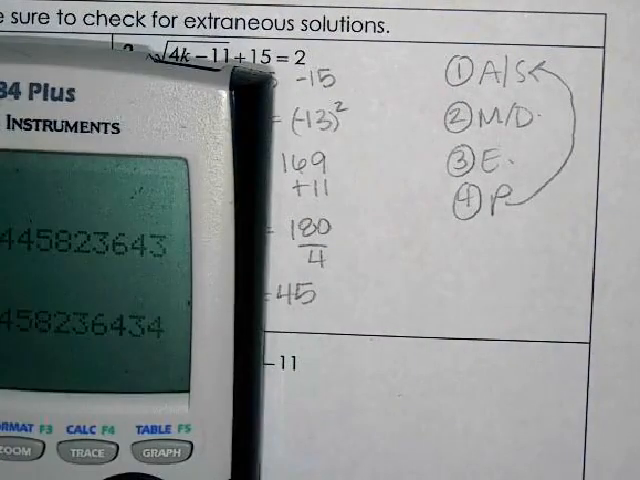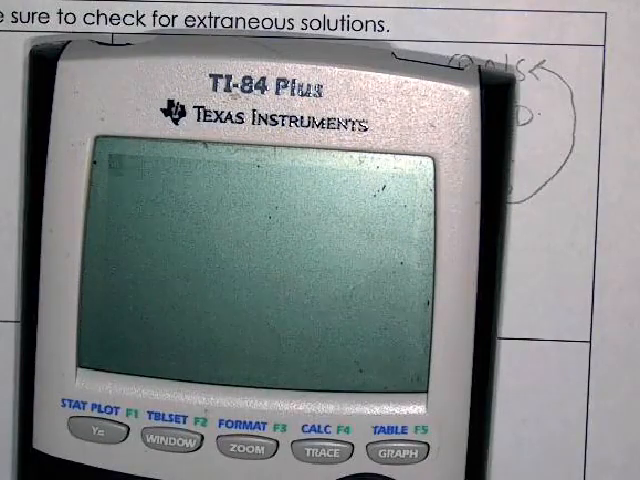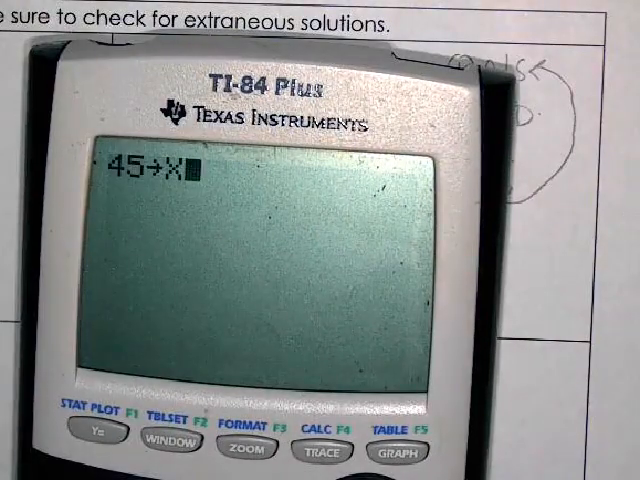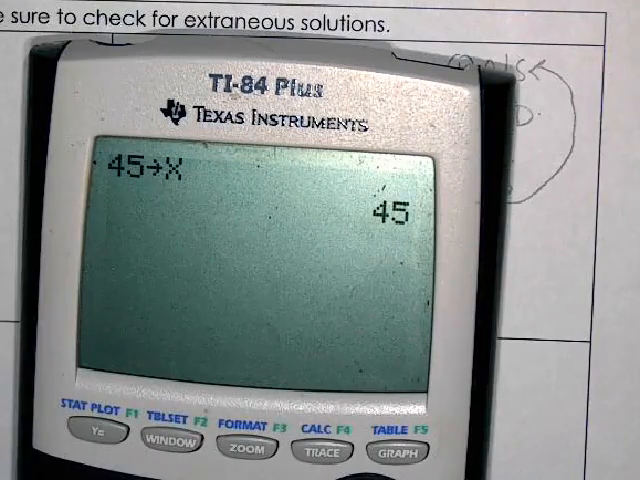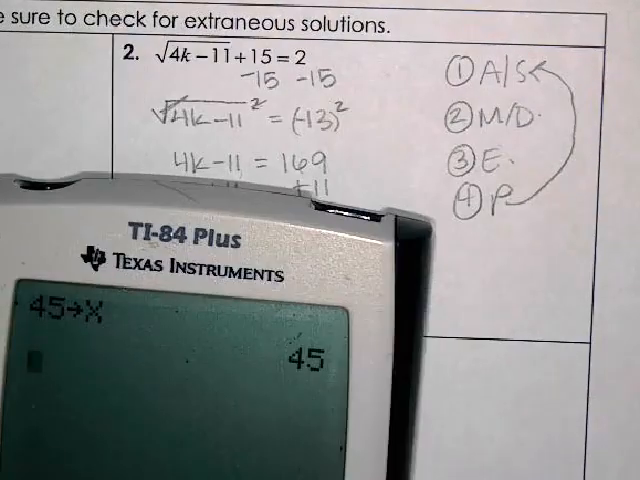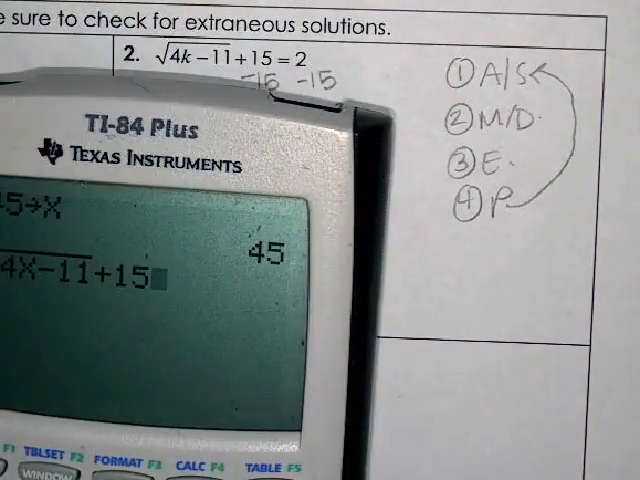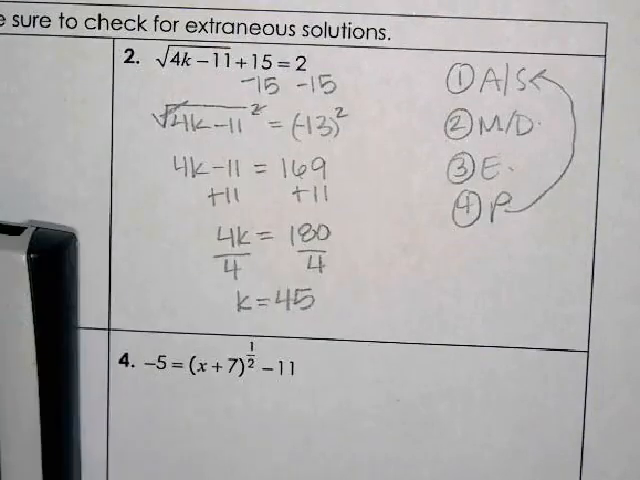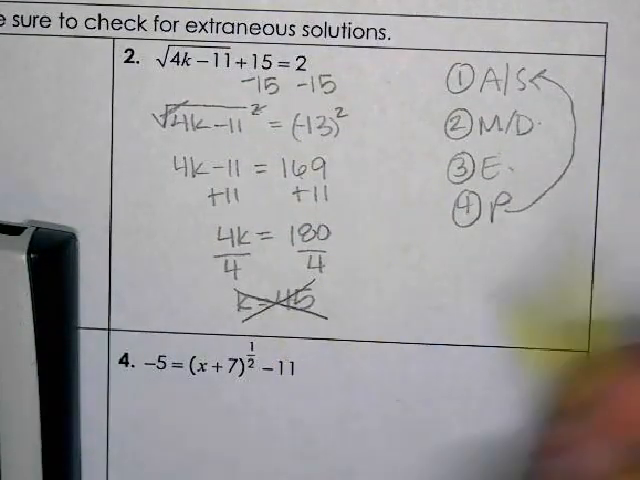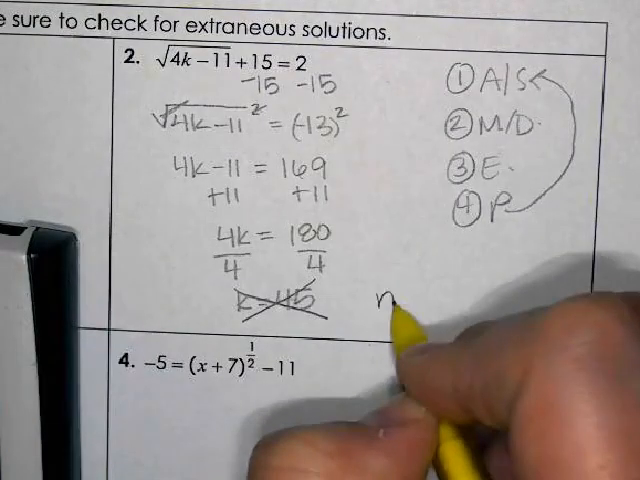I couldn't do this at home, but I can do it now. I'm going to take my calculator. I'm going to do 45 stored as x. And the only people not clicking right now are the people who have already checked this. Is that right? Everybody else is clicking because they're checking it. And we're going to do square root of 4x minus 11 plus 15. We're going to verify that it equals 2. And if it doesn't equal 2, what's our conclusion going to be? No solution is what our conclusion is going to be. So this equals 28. It does not equal 2. So our answer is no solution.